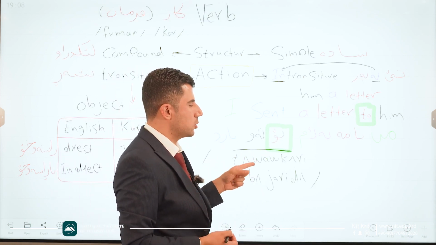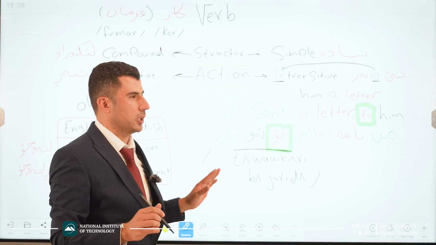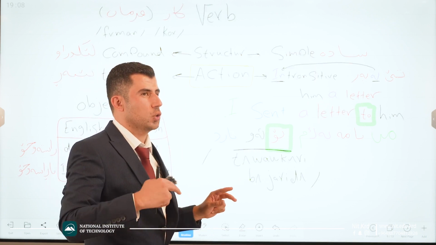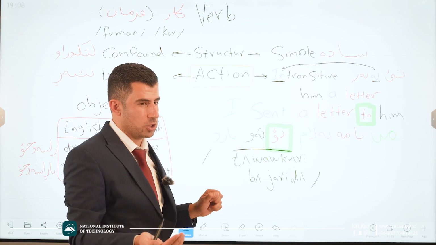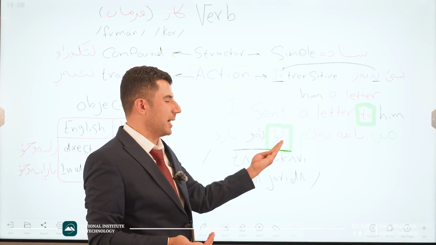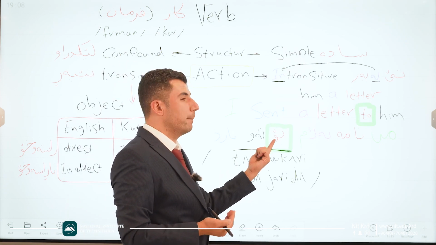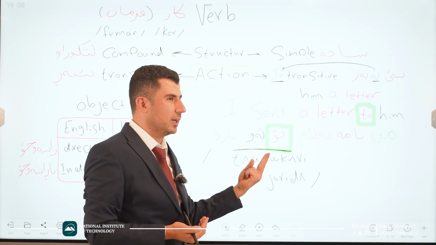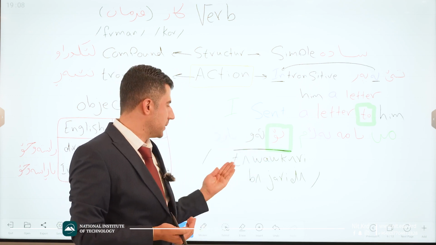Okay? Pay attention to this one, please. Because in Kurdish, we do not have two objects like English. The second one, which comes after bo or la, or ba, it becomes tawkari barida.